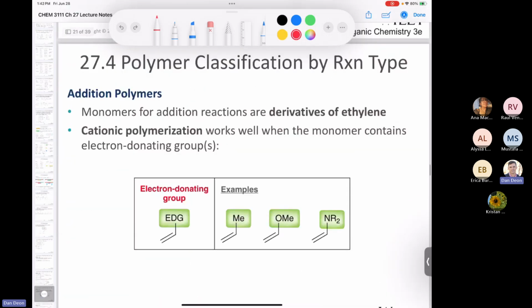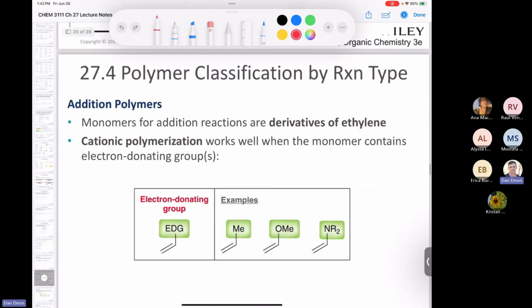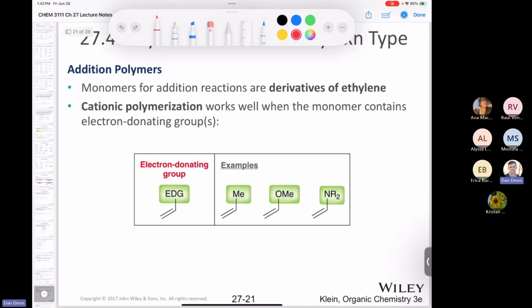Now, what about cationic polymerization? So we've covered radical. We've covered just radical. So cationic, I think I used the red color for that one. I think I used green for the anionic.